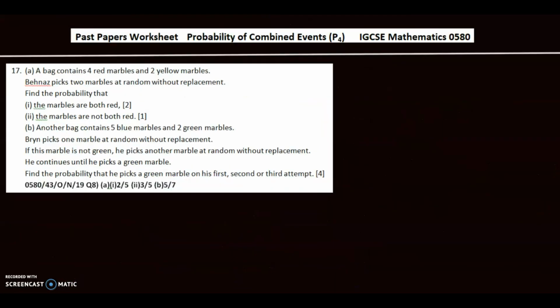Next question. A bag contains 4 red marbles and 2 yellow marbles. Amanda picks 2 marbles at random without replacement. Find the probability that the marbles are both red. So for part A, we have to find the probability of getting red and again red. The question is without replacement, so we need to keep decreasing the denominator. The probability of getting a red marble in the first attempt is 4 upon 6, and then again getting a red marble is 3 upon 5. The answer will be 2 upon 5.